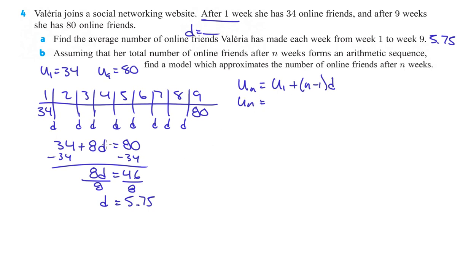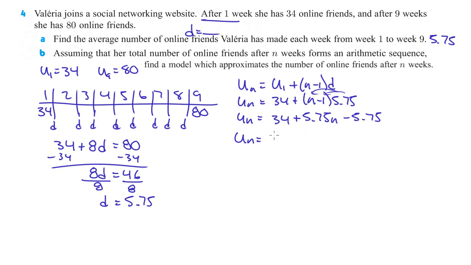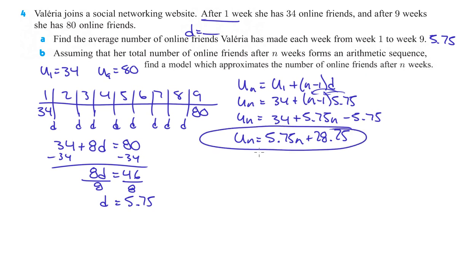So u sub n is going to be, first term we know is 34, plus n minus 1, all times the difference, which in this case is 5.75. So u sub n is 34, plus we've got to distribute this 5.75 to each piece here, so 5.75n minus 5.75. So we get that our general term sequence is going to be 5.75n, new friends per week on average. And we take 34 minus 5.75 to get us 28.25. Okay, and that would be our general term sequence.